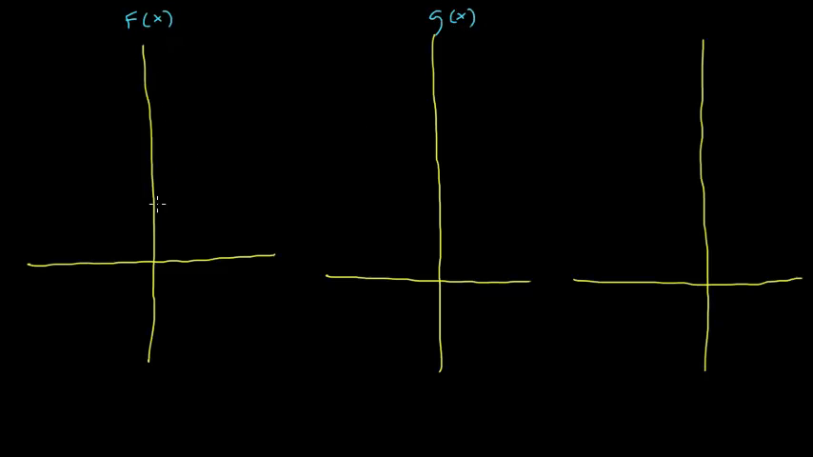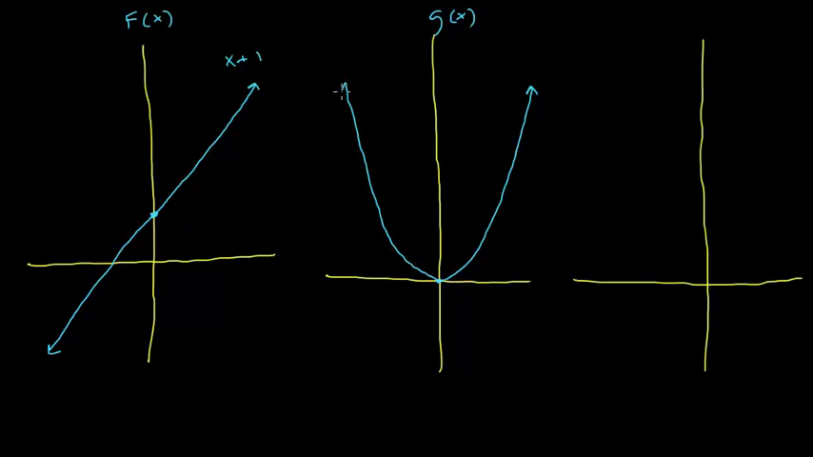So f of x, we said, was x plus 1. So what we have is a straight line with a slope of 1 that crosses the y-axis at a height of 1. That's x plus 1. And g of x, we said, was just x squared. So we have a parabola whose vertex occurs at 0, 0.